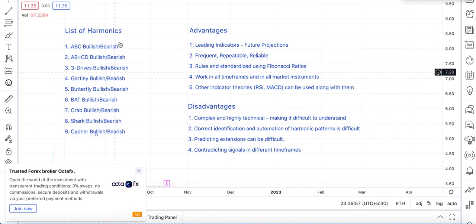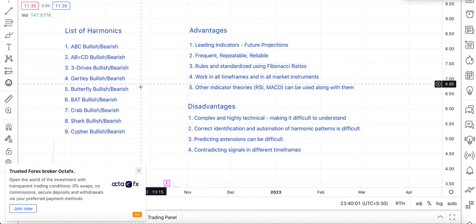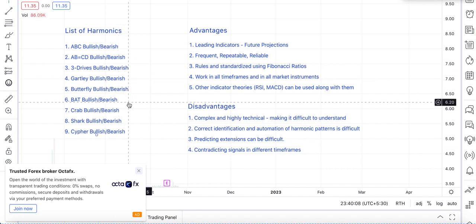Other than that, you will also see the ABC bullish and bearish harmonic patterns, AB equal to CD, and the 3 drives. But for this course, we'll first focus on these 6 harmonic patterns and discuss all of them in slight detail.